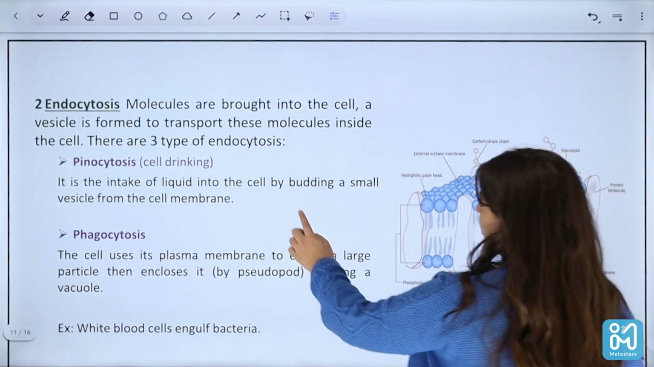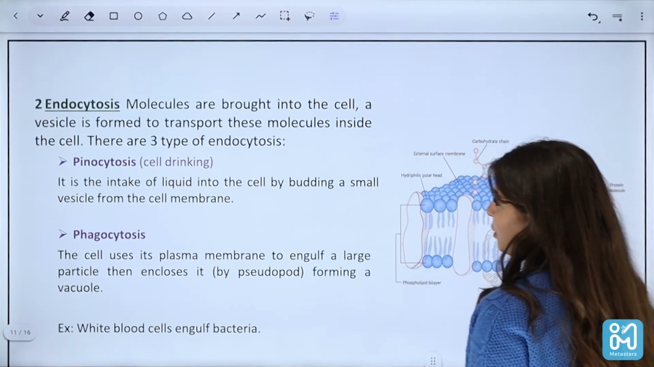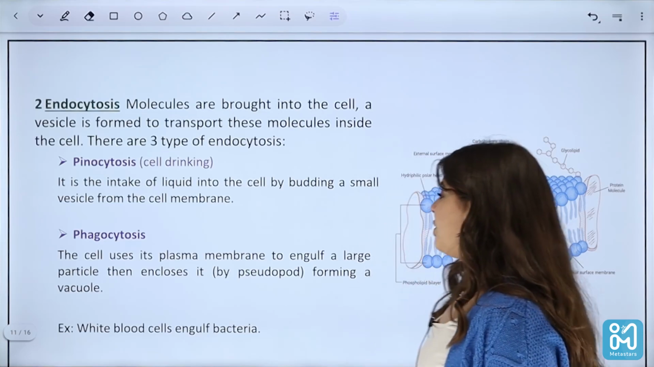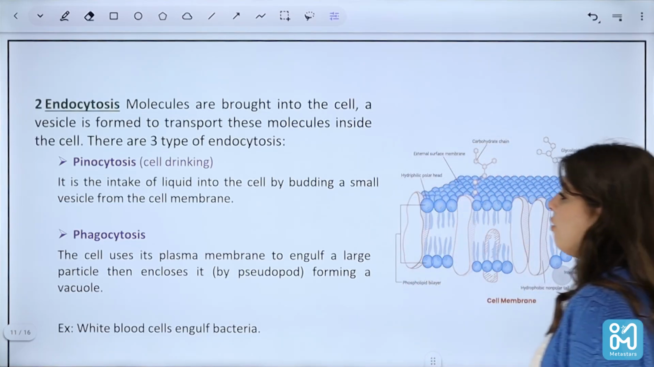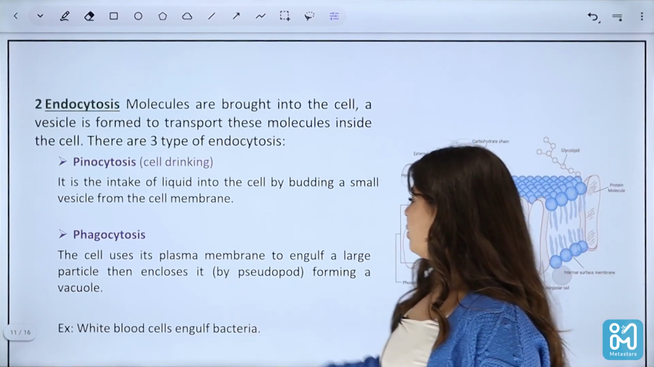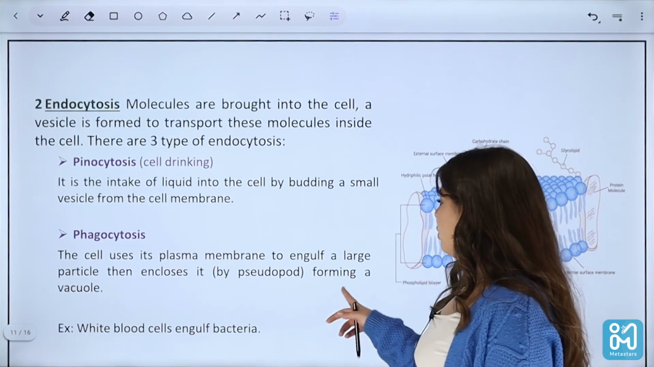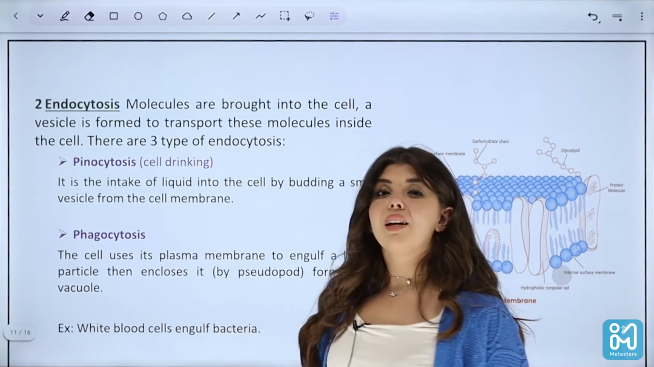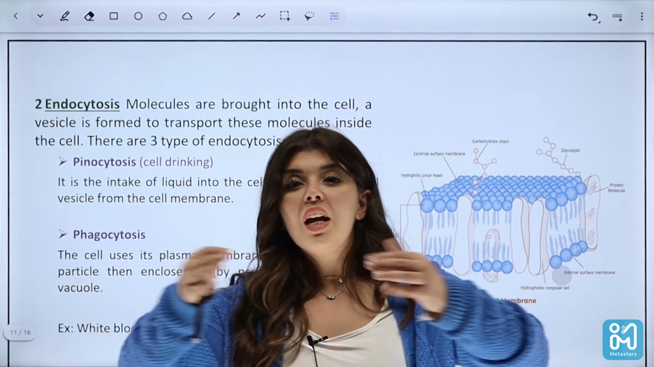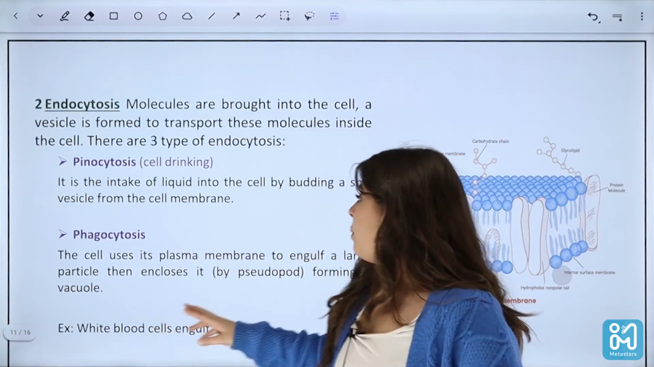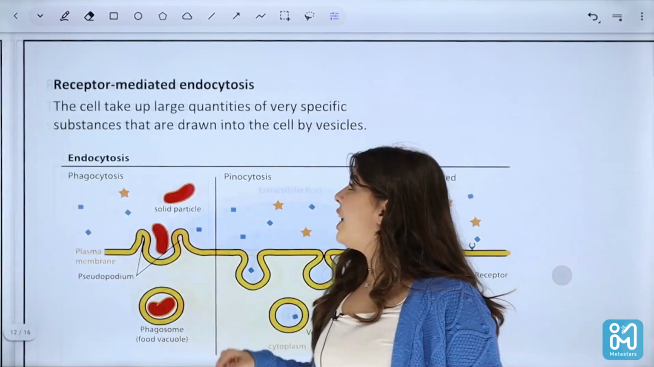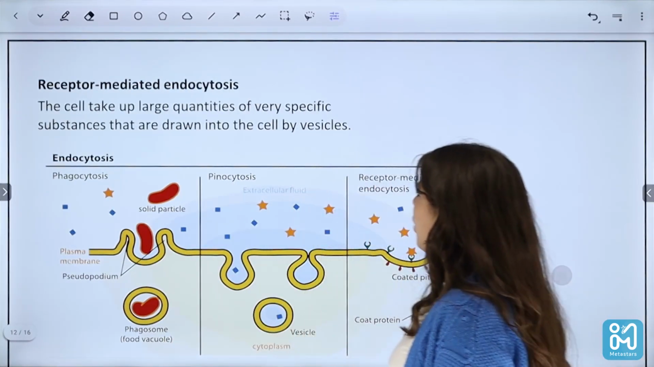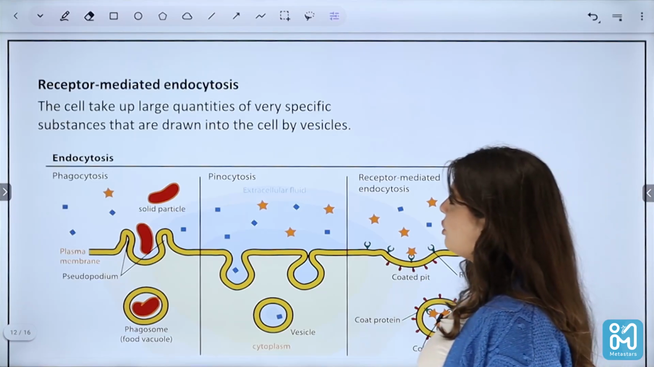Pinocytosis is the intake of liquid into the cell by budding a small vessel from the cell membrane. In phagocytosis, the cell uses its plasma membrane to engulf a large particle, then encloses it with pseudopods, forming a vacuole. Like white blood cells, when they engulf bacteria, they engulf it by phagocytosis, which is cell eating.